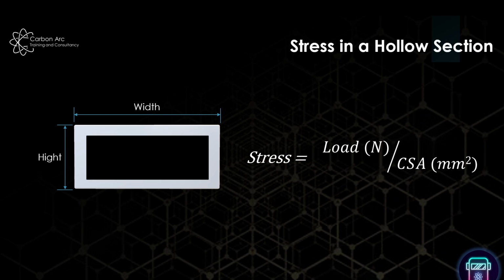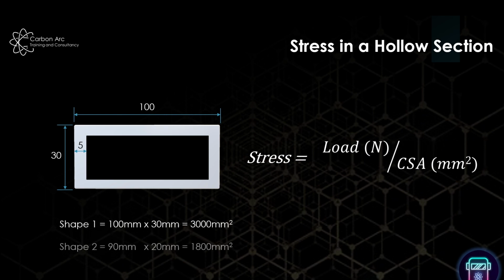When we look at a hollow section, of course, we have a cutout in the middle of that, so it's not just width times height. What we have to do now is look at two shapes that we have within that cross-section. So we have shape 1, which is 100 times 30, which gives us 3000 millimeters squared. And we have a smaller shape inside of that, which is our cutout. We'll call that shape 2, which with a 5 millimeter wall all the way around would give us a size of 90 millimeters times 20, which gives us 1800 millimeters squared.